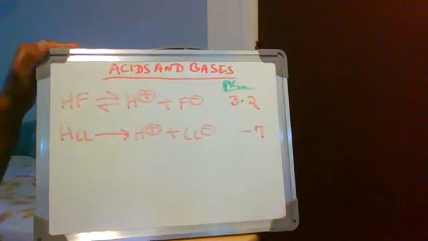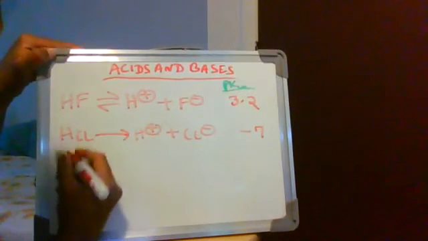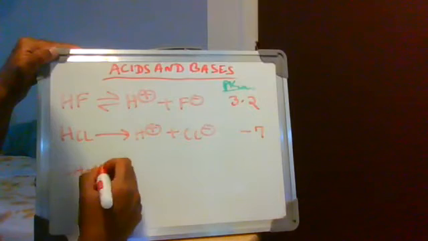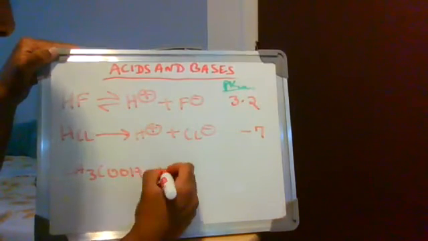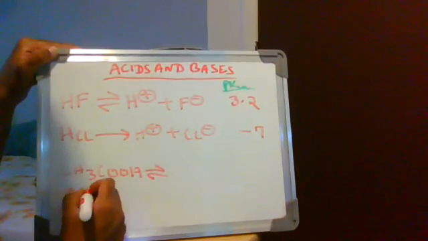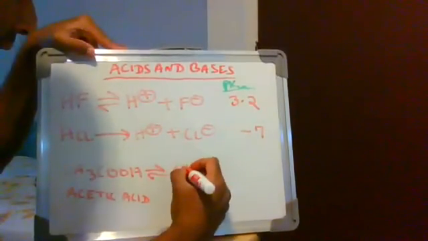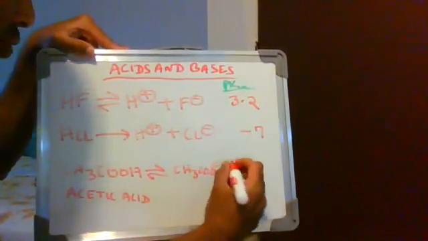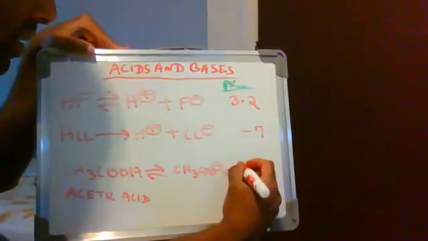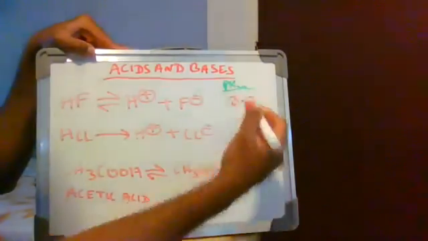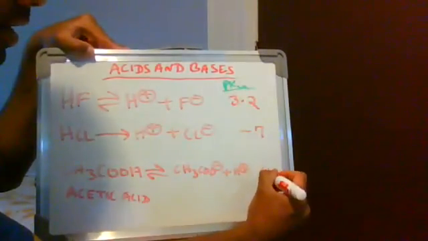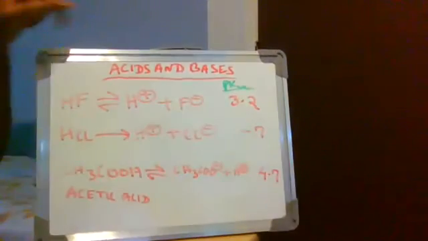And let's look at one final example, which is vinegar that is used in different foods. So one of the important components of vinegar is acetic acid, right? So acetic acid is given by this formula, CH3COOH. This is acetic acid. And acetic acid dissociates to give you CH3COO minus and H plus. And the pKa value for acetic acid is around 4.7.